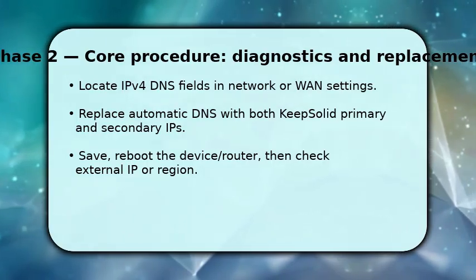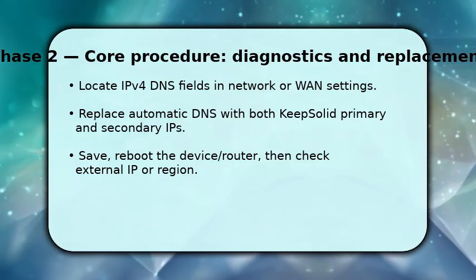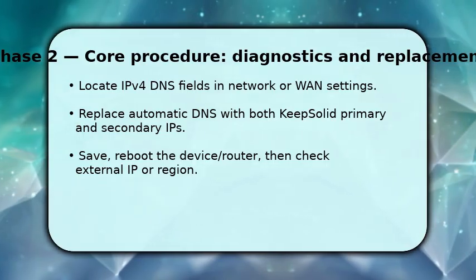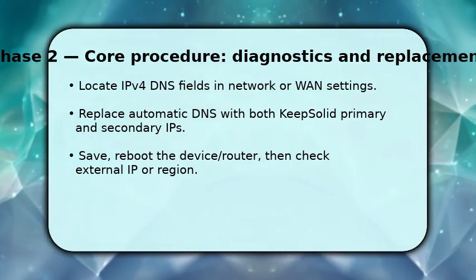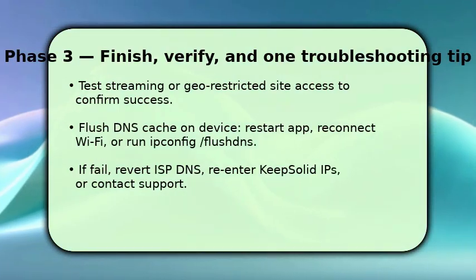After saving, reboot the device, and if you updated a router, reboot all connected devices so they inherit the new settings. Verify connectivity, and that the device resolves region-restricted services by checking the reported. Finish by testing the services you wanted to unlock.